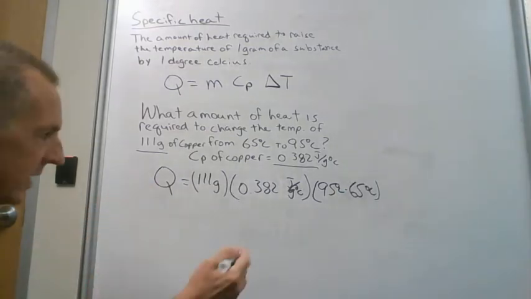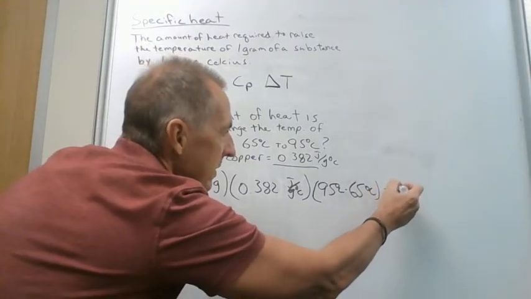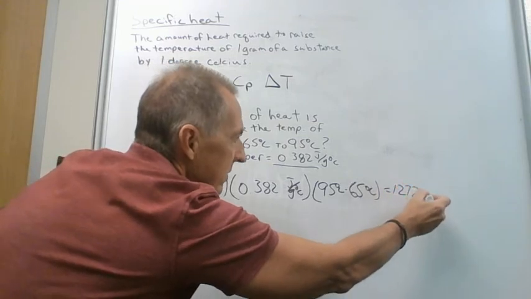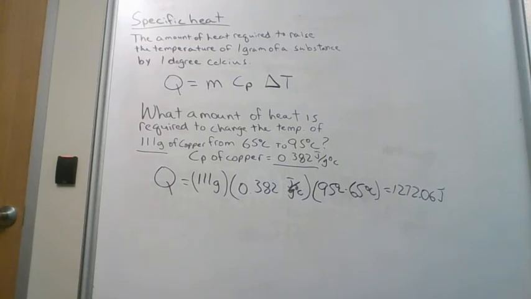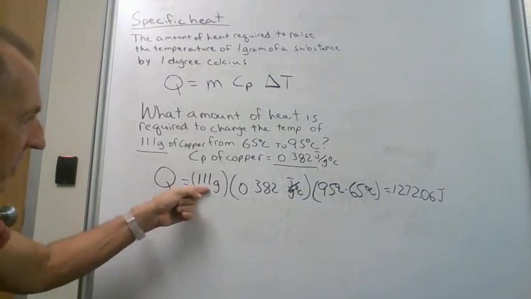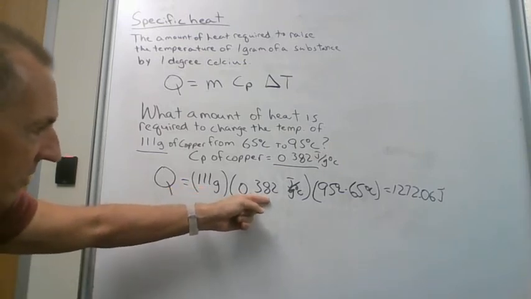So if we plug that into our calculator, we're going to end up with 1272.06 joules. All right. And so now what we would want to probably do is go and clean up and figure out our significant figures. So here we have 3 significant figures. Here we have 3 significant figures.